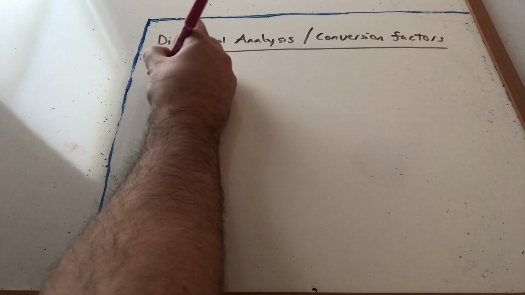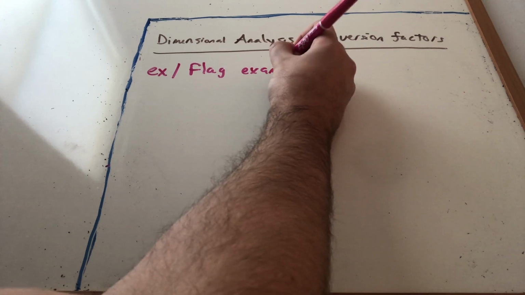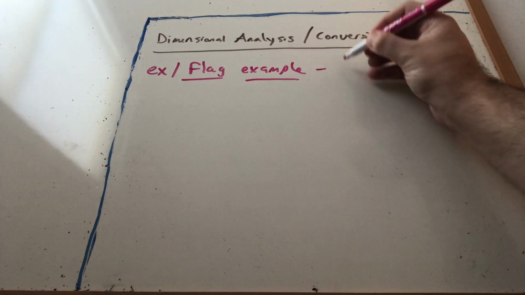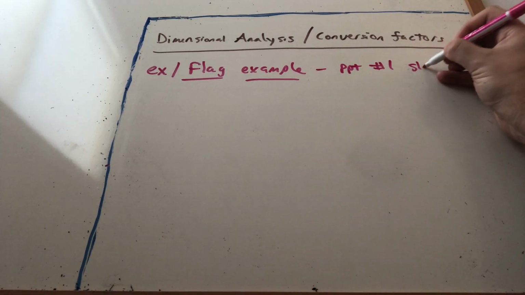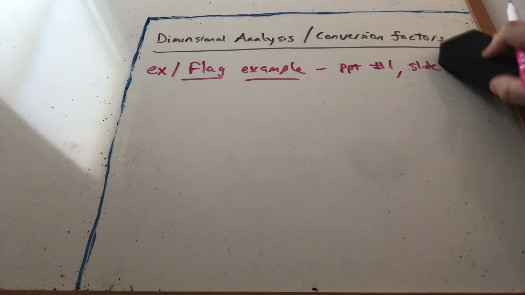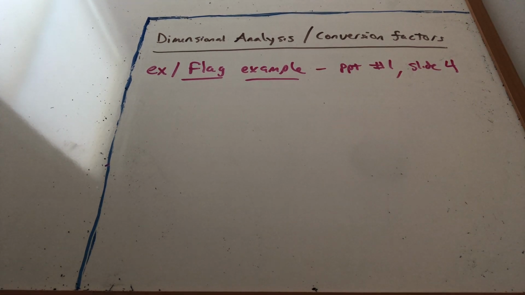Let's look at the flag example from your slideshow. So this is in PowerPoint 1. And I believe it's slide 6. All right, but let me check one more time real quick. Sorry, it's slide 4. So in PowerPoint 1, slide 4, you're going to see an example that's given to you about flags.